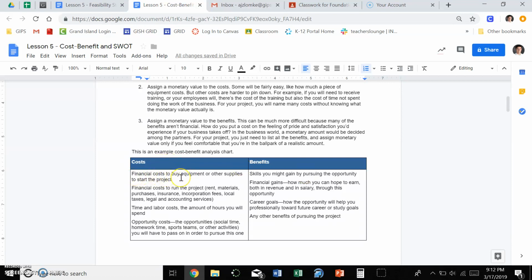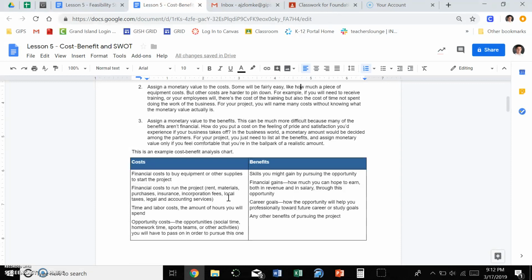So start thinking about those, and some examples that you can think of when you think of costs and benefits are financial costs. Are you going to have to buy equipment and supplies? What are some costs that you're going to have to keep your business running, such as rent? Am I going to have to buy materials, product, insurance? What fees will there be to get my corporation or LLC started?